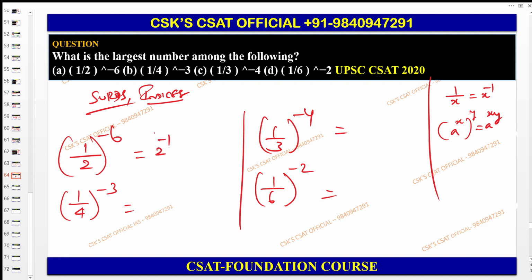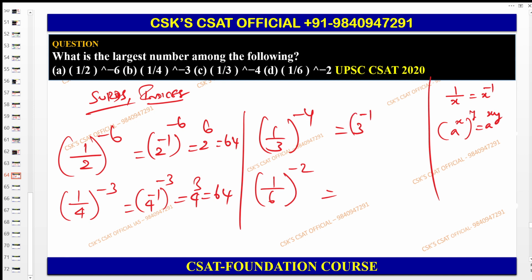Now here it will become 2 power minus 1, the whole power minus 6. Then the powers get multiplied, 2 power 6. 2 power 6 is nothing but 64. Now this is 4 power minus 1, the whole power minus 3, so 4 cube. 4 cube is nothing but 64. Here 3 power minus 1, the whole power minus 4, which is equal to 3 power 4. 3 power 4 is nothing but 81.